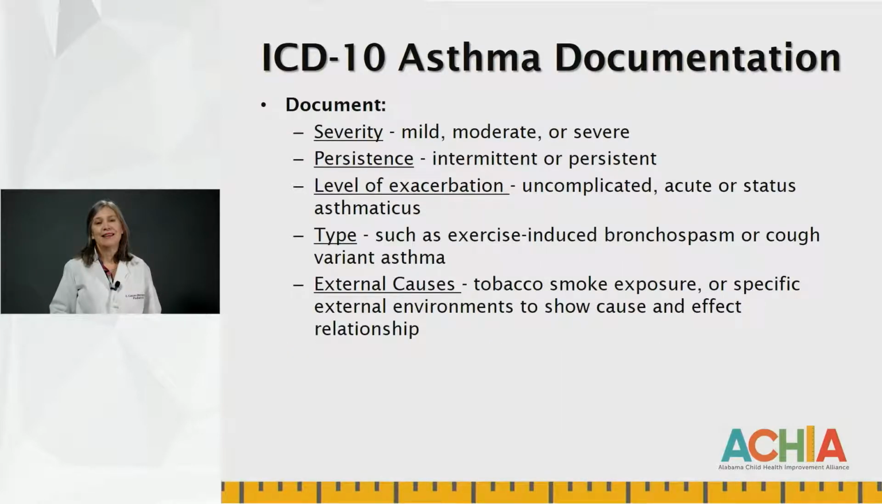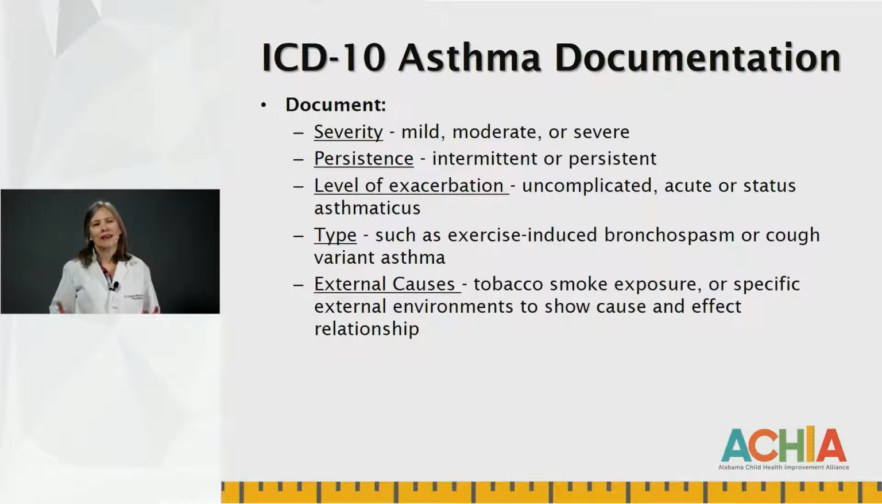Now for your ICD-10 asthma documentation, quite a bit more is required than for ICD-9. First, you have to talk about severity. Is it mild, moderate, or severe? As well as persistence, intermittent or persistent. And you need to document the level of exacerbation, uncomplicated, acute, or status asthmaticus. If you have a type such as exercise-induced bronchospasm or cough variant asthma, include that. And if there's some external causes such as tobacco smoke exposure, include that.